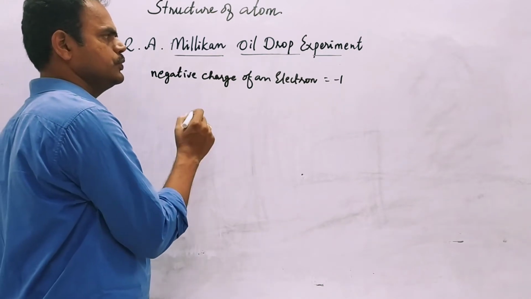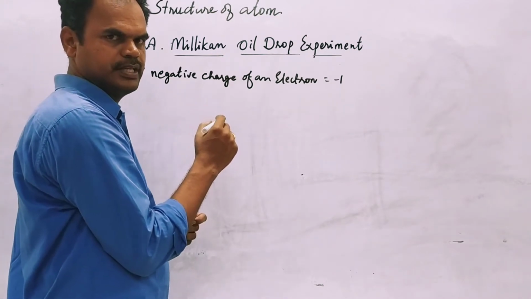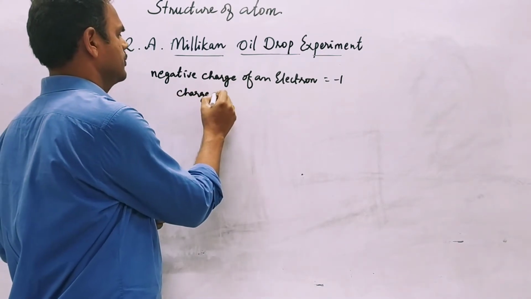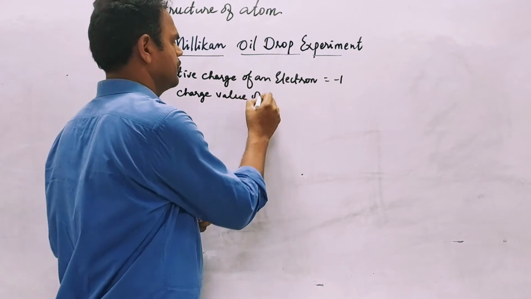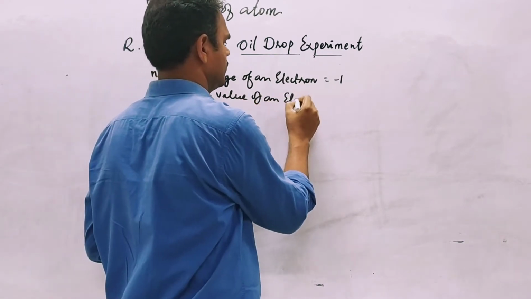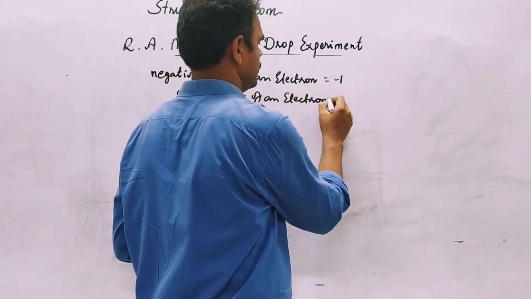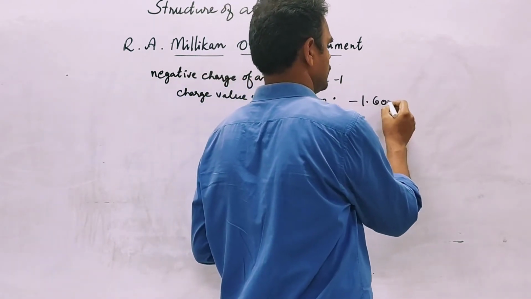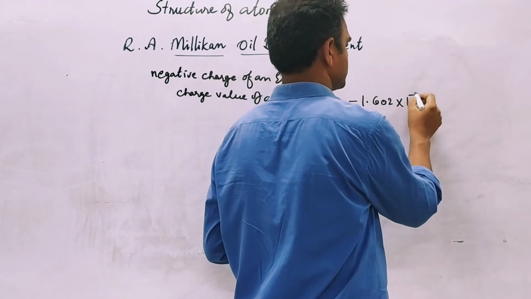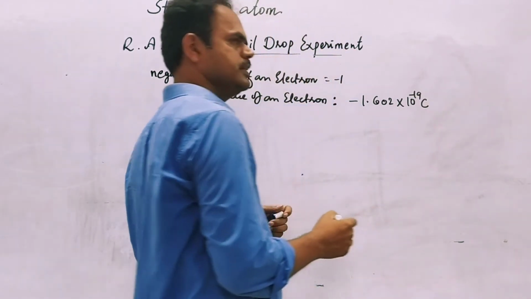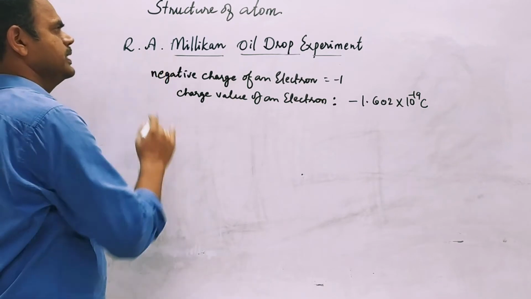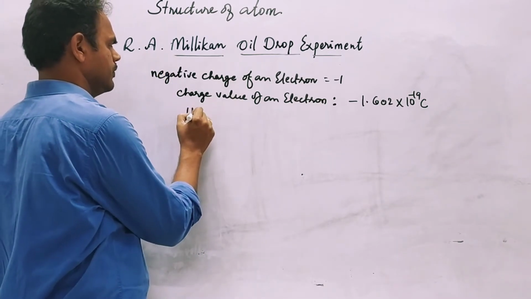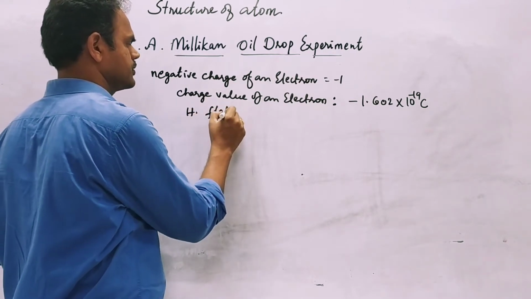But the charge value of the electron was not given by J. Thomson. The charge value of an electron was calculated by scientist R.A. Millikan. It was how much? -1.602 into 10 to the power of -19 coulombs. It was calculated using this experiment, R.A. Millikan oil drop experiment, along with scientist Harvey Fletcher.